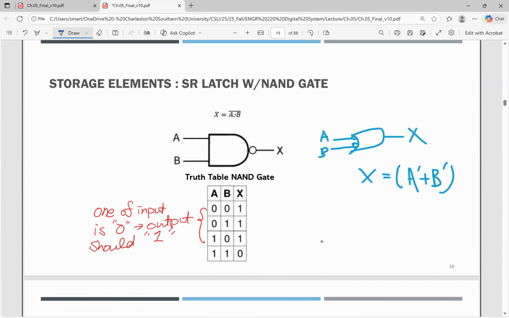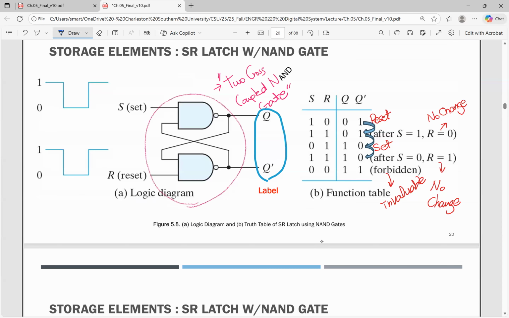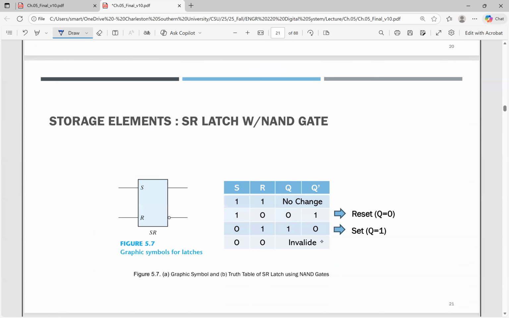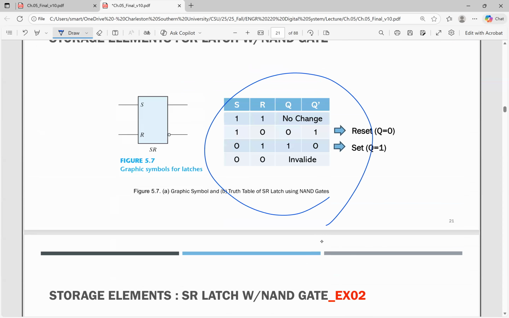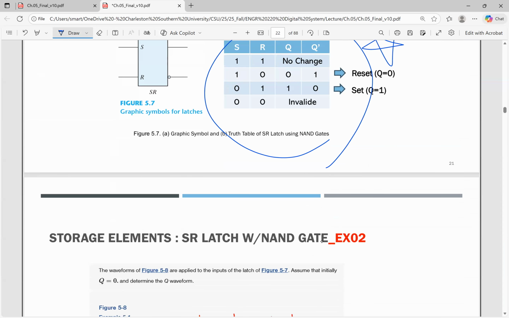So in our class, we learn about two different types of SR latch. One is the SR latch with a NOR gate. The other one is the SR latch with a NAND gate. Okay, so very important. You have to memorize, understand, and practice as well.